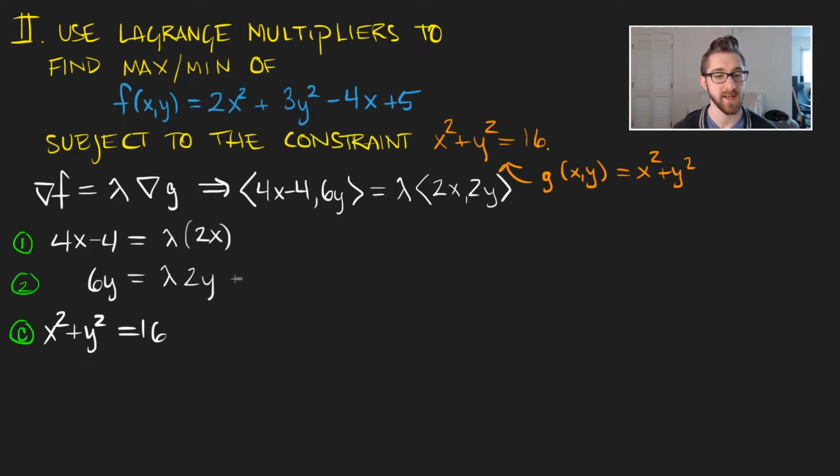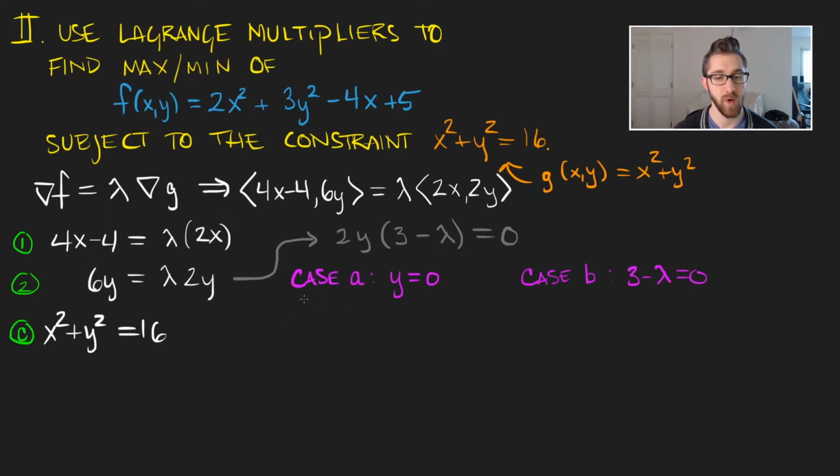So a way to get around that is instead of dividing, we will rewrite this equation and factor it. So I'll take the lambda times 2y and I'll move it over to the left, and then I'll factor, and I'll get 2y times (3 minus lambda) equals 0. Now, doing it this way, we can see that there's two cases coming out of this equation. There's the case where y is equal to 0, and there's the case where 3 minus lambda is equal to 0. So we need to consider those separately.